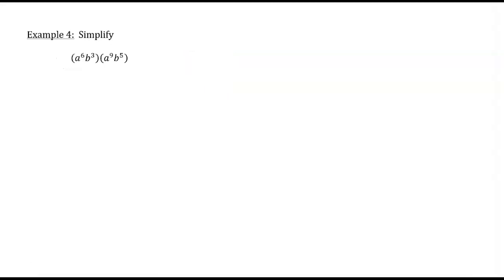In example 4, we have a few more moving parts. I have an a to the 6th, b to the 3rd, a to the 9th, and b to the 5th. Since everything here is simply being multiplied together, we can start by dropping the parentheses and writing this as a to the 6th times b to the 3rd times a to the 9th times b to the 5th. We can also write them in a different order. We could write a to the 6th times a to the 9th times b to the 3rd times b to the 5th.